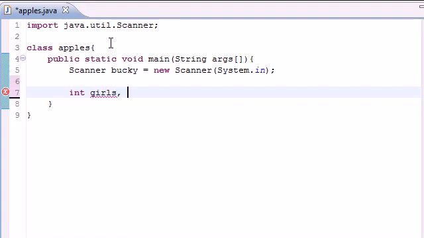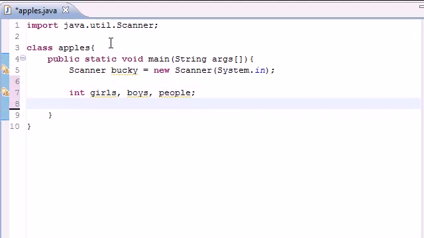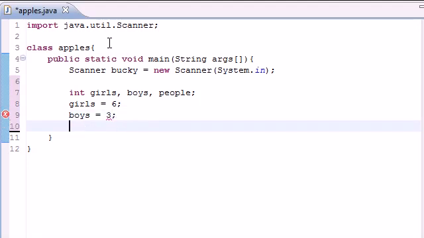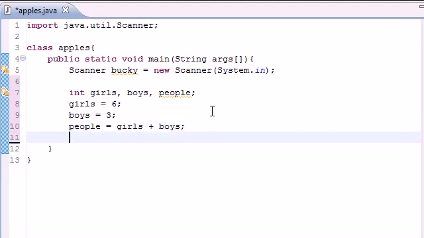Let's go ahead and make three variables: girls, boys, and people. And let's go ahead and set these to some values. I'll start out with showing you all of the math operators. Girls equals 6, boys equals 3, and people equals girls plus boys. Now I showed you guys how to use this math operator in the last one, the plus sign, to get a simple sum. So now the sum of girls plus boys is now stored in people.